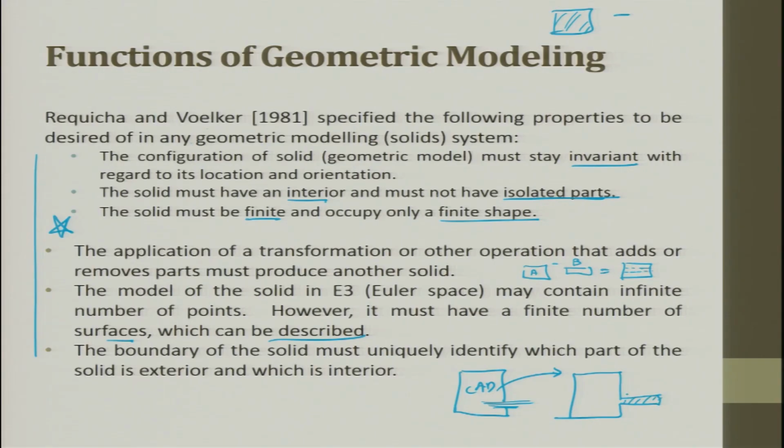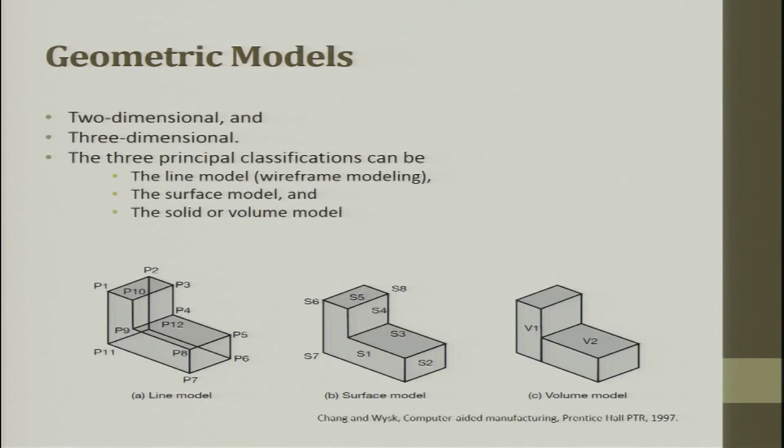So, the properties of geometric modeling are very useful as far as rapid manufacturing is concerned. Any mistake here, when taken to the next stage, gets amplified.